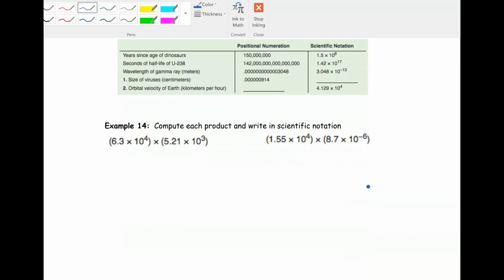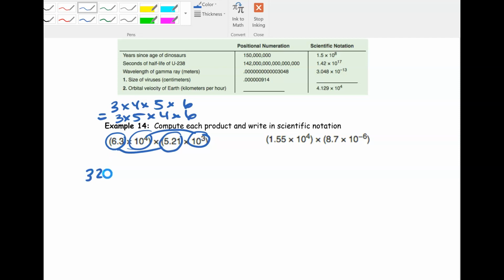Now we're going to do some computations with scientific notation. Compute each product and write in scientific notation. We can use the commutative property. Remember with multiplication, if you have 3 times 4 times 5 times 6, you can rewrite it in any order as long as you're multiplying everything together. So I'm going to rewrite this and multiply these numbers together and then these numbers with exponents. 6.3 times 5.21, I'm going to use a calculator. I get 32.823. And then times 10, let's use our exponent rules.